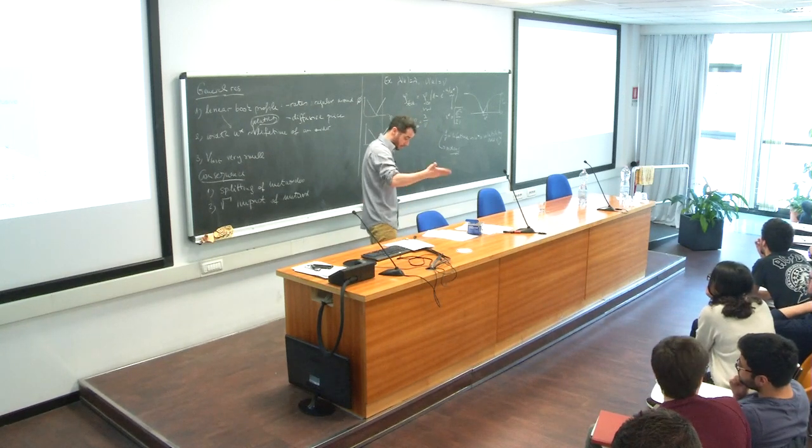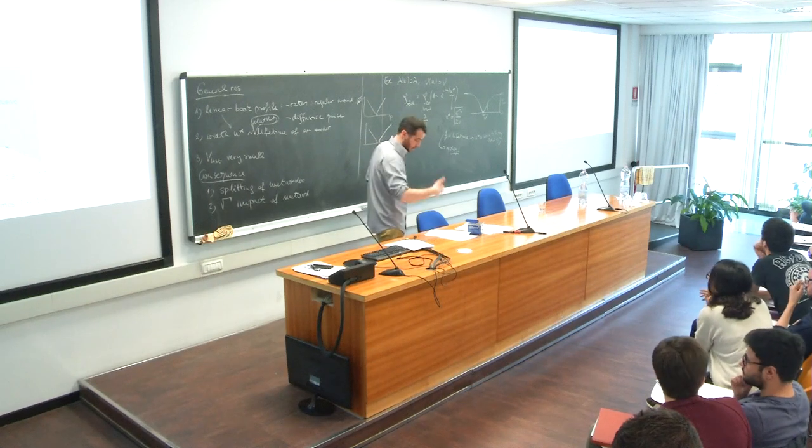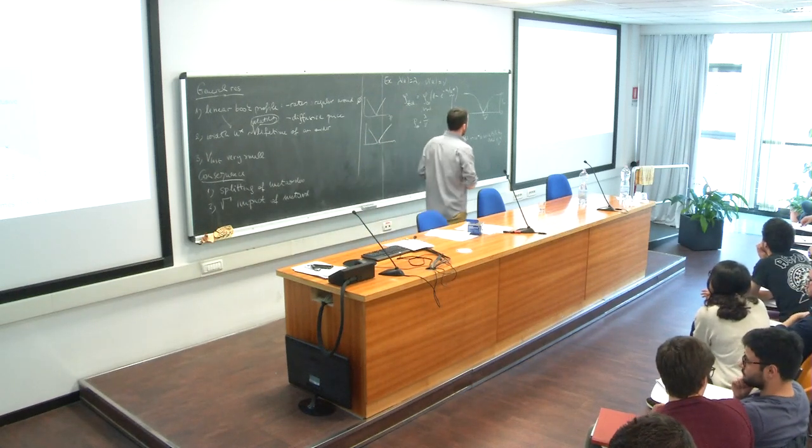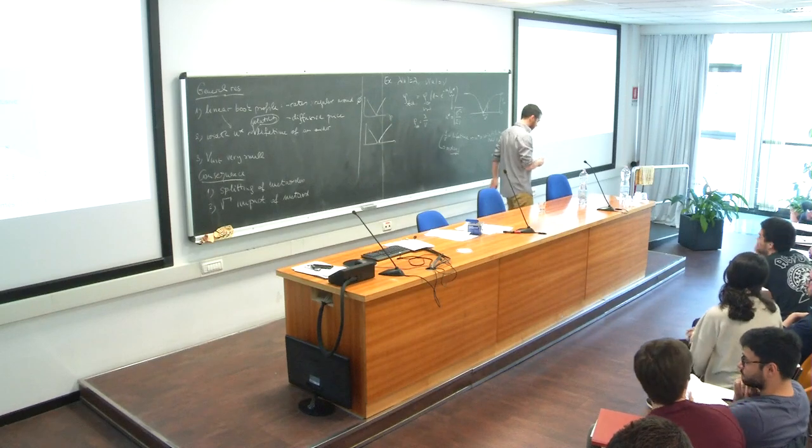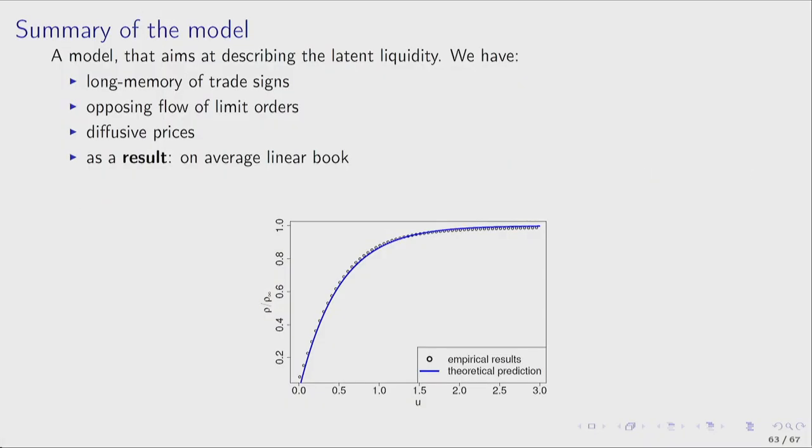So what we have is we put in this long memory opposing order flow, this gamma and zeta, and we get to a linear profile of the book locally. And so what one would be interested in this case, still staying in a numerical simulation, is: can we get to square root impact?